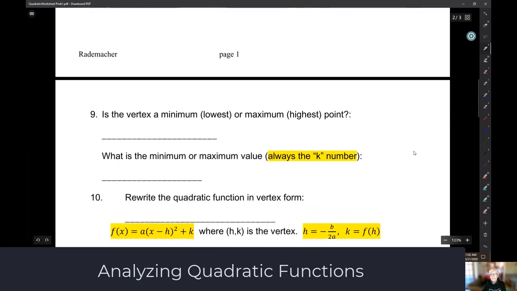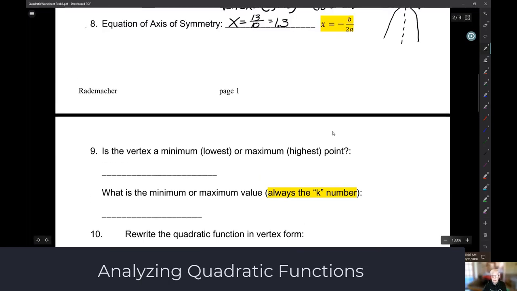Now, is the vertex a minimum, lowest, or maximum, highest point? For a cup down parabola, it's the very highest point. So it's going to be a maximum point. Maximum point.